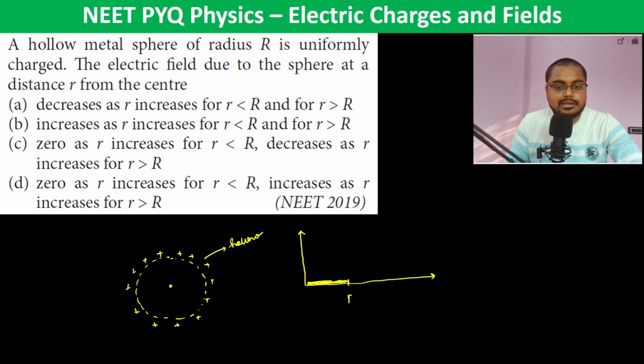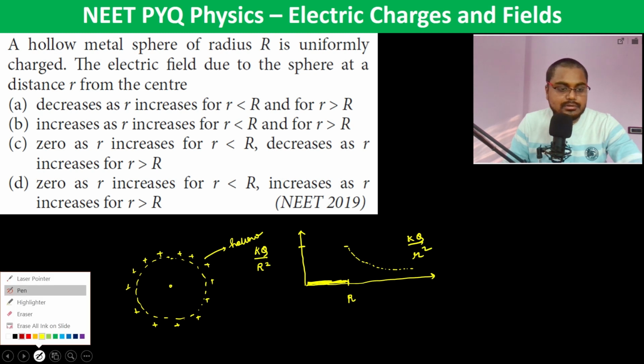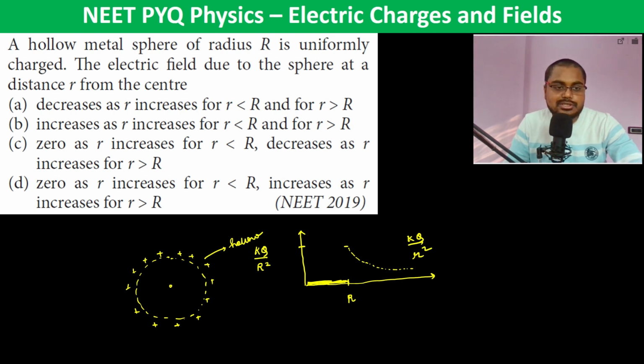Okay, till radius r, and then the electric field abruptly rises to kq by r square, and then from here the electric field goes like this, which is kq by r square. So now we can see here, it is 0 as r increases for r less than r, that is true, and decreases as r increases for r greater than r, that's true. So C is going to be the answer. For A and B, no, till r less than r it's 0 only, and here it's wrong because it doesn't increase as r increases, it's going to decrease.